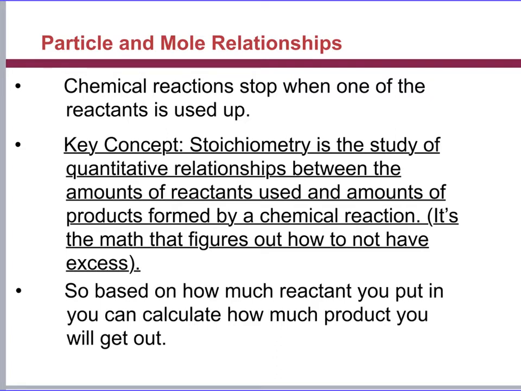So to take that whole definition and put it simply, it literally is the math to figure out how not to have excess. And also, it's the math that you can use to determine how to produce the exact amount you needed. Just like with the example from the compounding pharmacy, we needed 10 2-gram tablets. Stoichiometry could be used to figure out how many of those reactants you need to mix together to make that final amount. So it's really based on how much reactants you put in, you can calculate how many products you can get out.